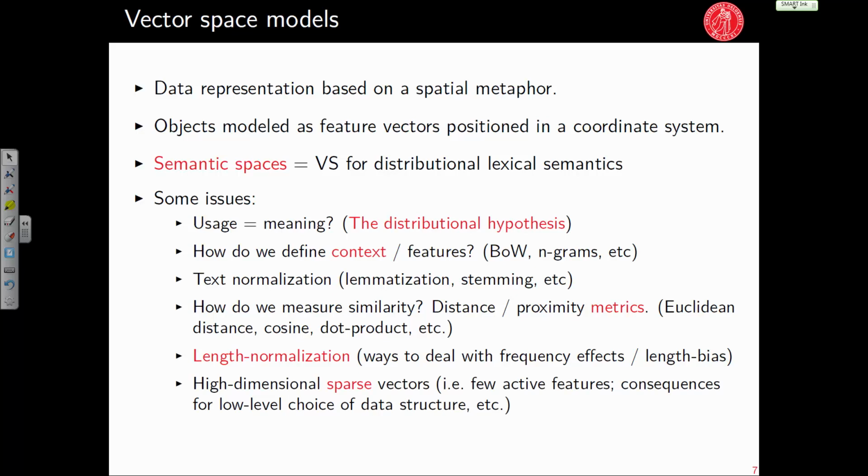And one thing that we have seen in theory and in implementation is that these semantic spaces or vector space models tend to be high dimensional sparse spaces. And by sparse, we mean that there will be many inactive features, many zeros in our matrix, or few active features. And that had consequences on our choice of the data structure.